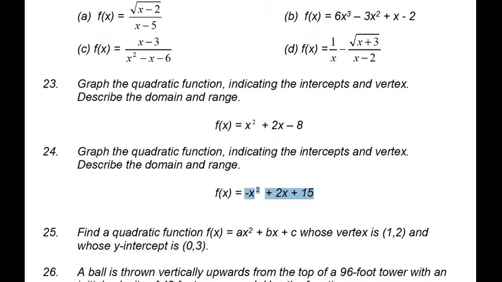The second part here is describe the domain and the range. Well, the domain should be pretty clear here, right? So the domain goes from -infinity to +infinity, right? But now our range is limited, or our range peaks, right? It definitely goes all the way to -infinity, but we're going to peak at 16.